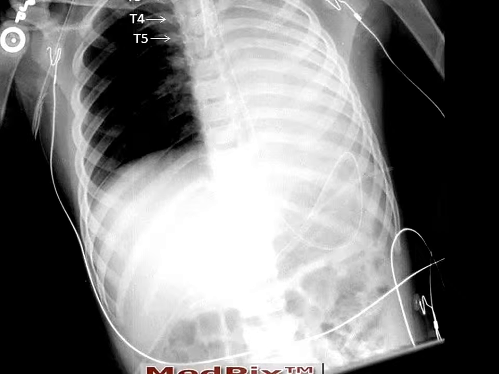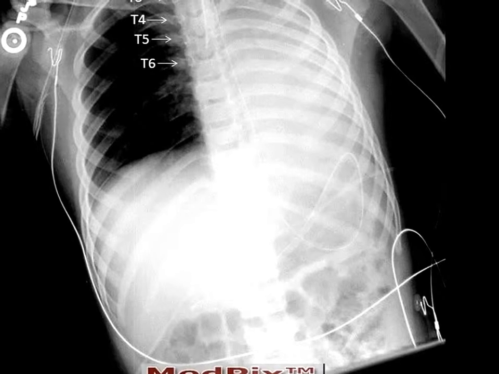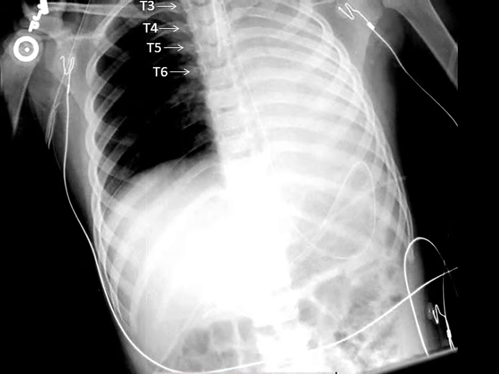And when we estimate the space of the carina in the T5, T6 disc space, we can see that the tip of the ET tube is within the vicinity of the approximate location of the carina. All of this information put together is concerning for a right mainstem bronchus intubation.